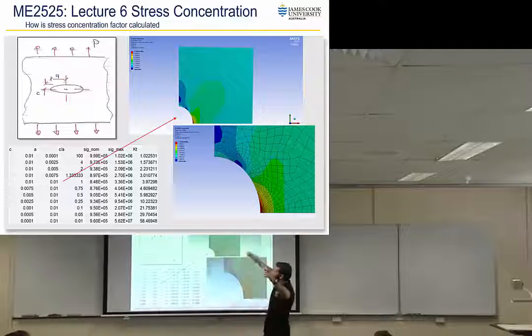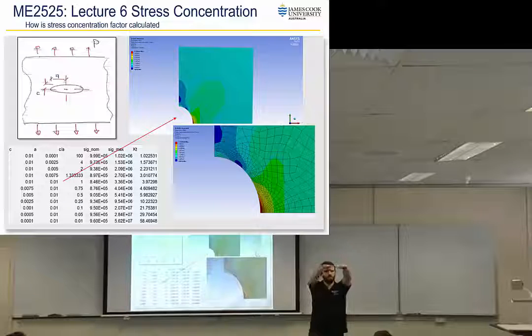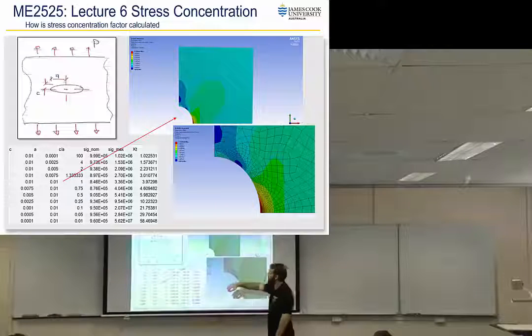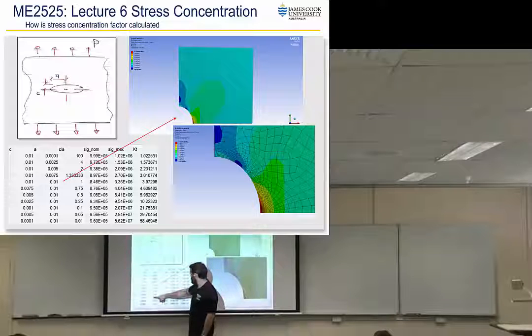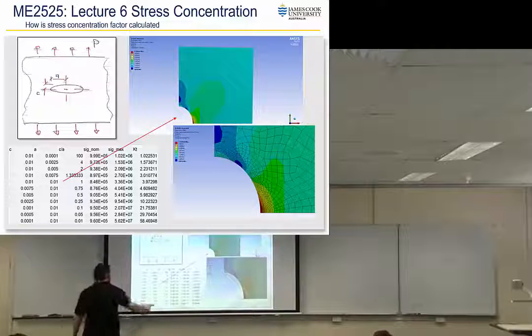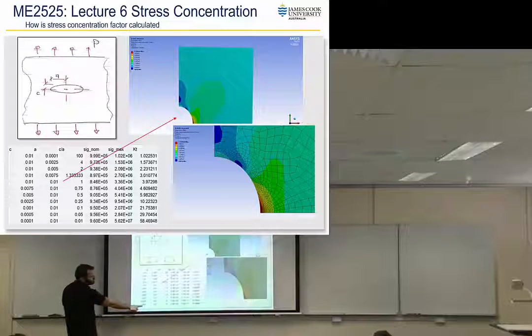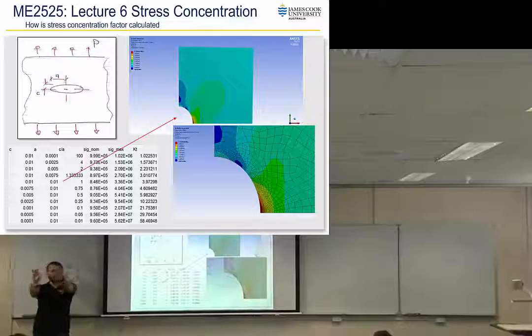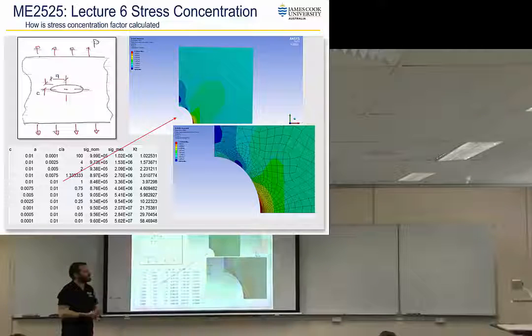Remember we said if A is big and C is small, we've got a horizontal slot. So if A is big, let's say A is 0.1 and C is small, where's my small c? There. So if A is 0.01 and C is 0.0001, what's my stress concentration factor? Pretty high, 58. So we've got what is almost a crack, and the stress at the tip of that crack is almost 60 times the nominal. So you see that a crack is really, really critical for stress. What about the opposite?